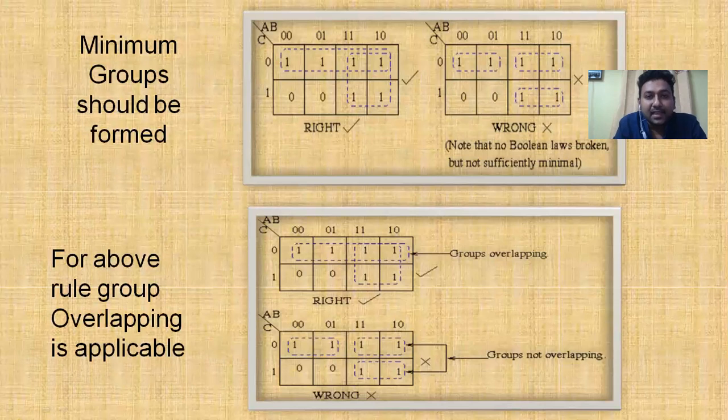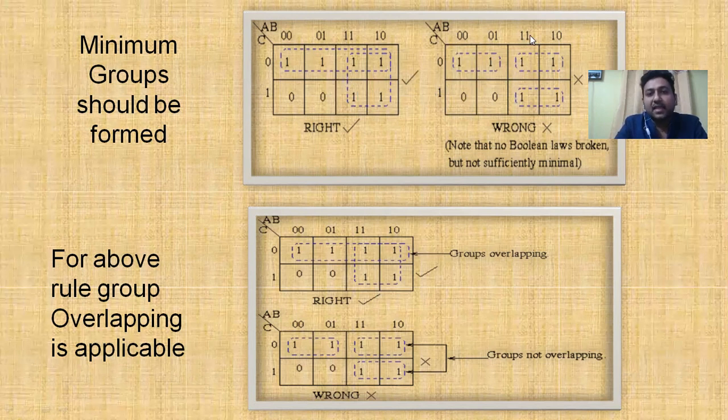So next rule, that is minimum groups should be formed. Look at these two K-maps. Here these 4 are in a group and these 4 are in a group. So these 4 and these 4, that means there are 2 groups. But if we do this with this one, and this one, there are 3 groups. So obviously two rules are violated.